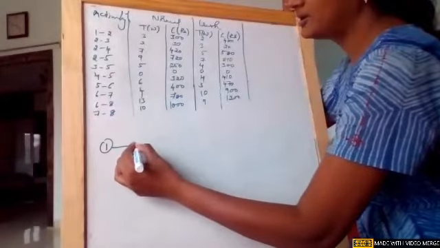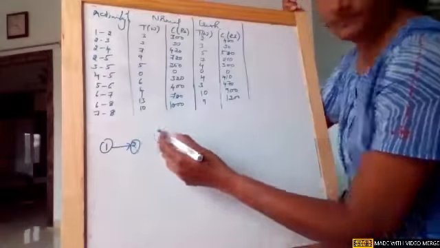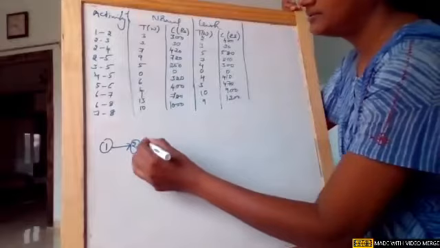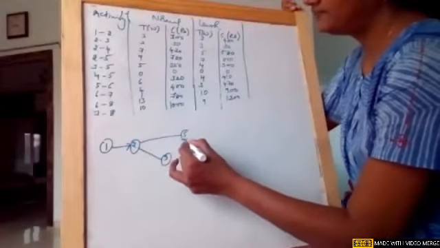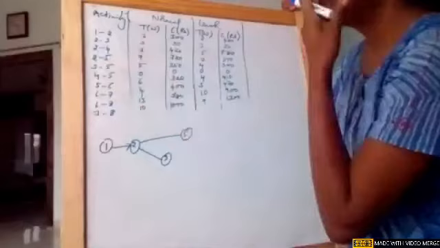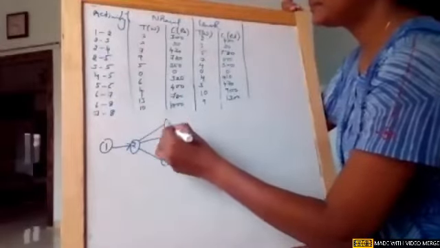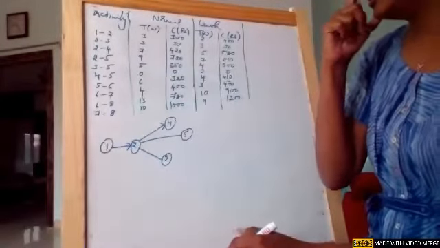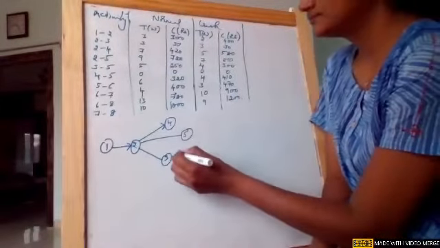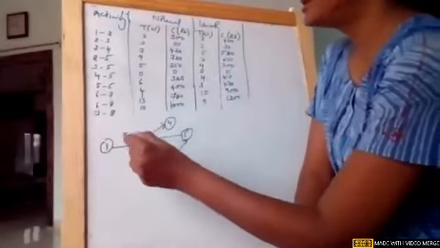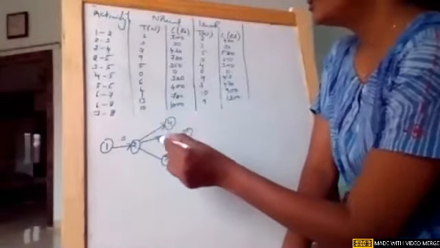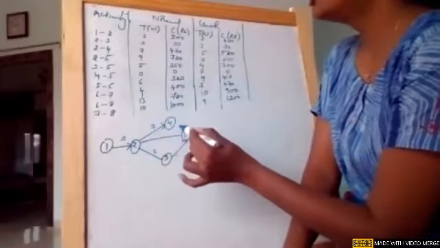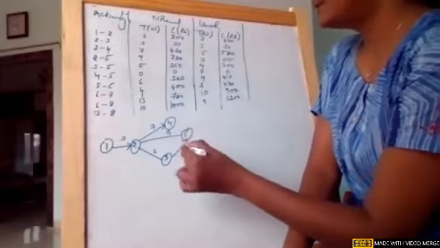First I'm just drawing the network: 1 to 2, 2 to 3, 2 to 4, 2 to 5, 3 to 5. Immediately I'll write the durations also. 1 to 2 it is 3, 2 to 3 it is 3, 2 to 4 it is 7, 2 to 5 it is 9, and 3 to 5 it is 5.